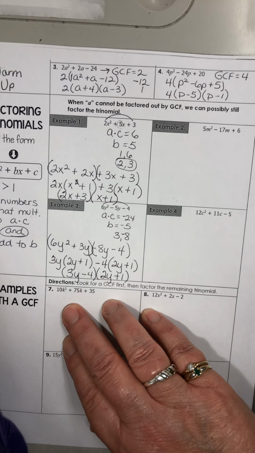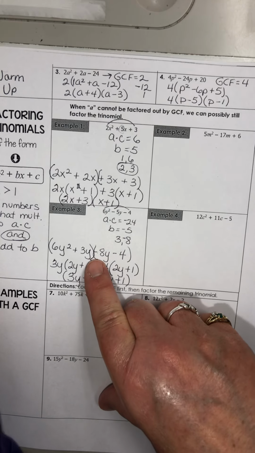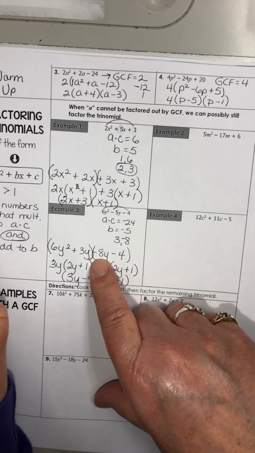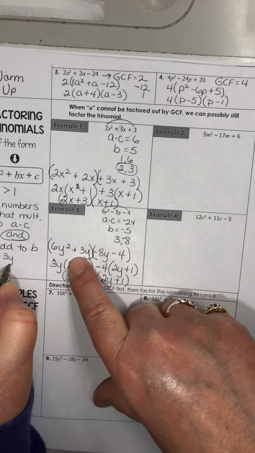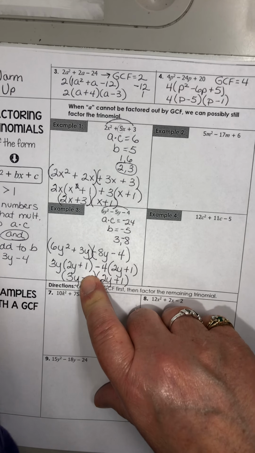Okay, so just let me prove that over here. How about if I switch these two? Okay, just to prove it. 6y squared, and I'll put the minus 8y first, and then plus 3y. So I just switched places with those two in the middle. Okay, now we're going to factor that.